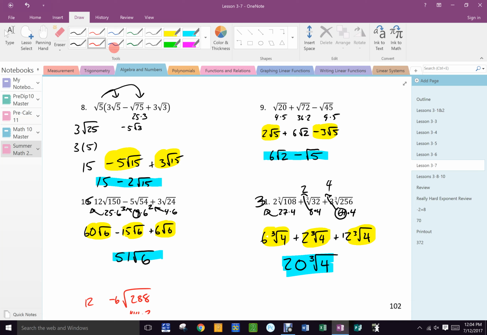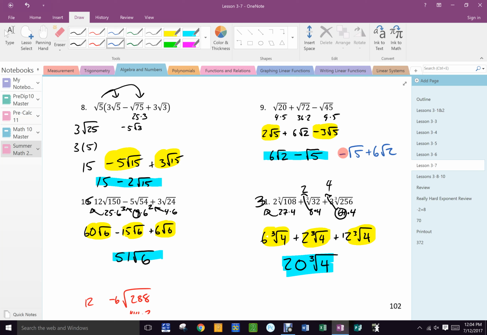For this one, you are allowed to have negative root 5 plus 6 root 2. I just don't like to start with a negative if I can avoid it, just because it's ugly, not because it's right or wrong. Can everybody do this?